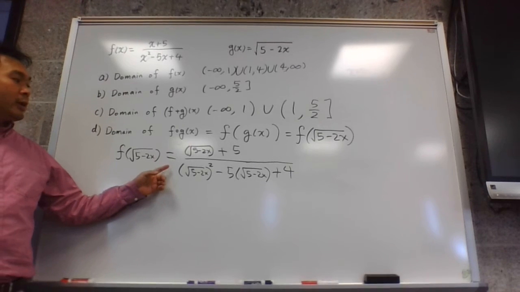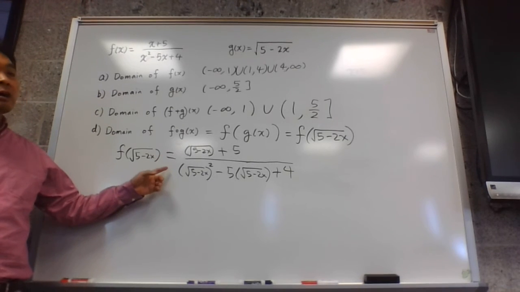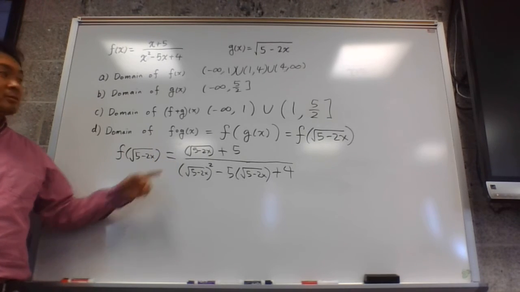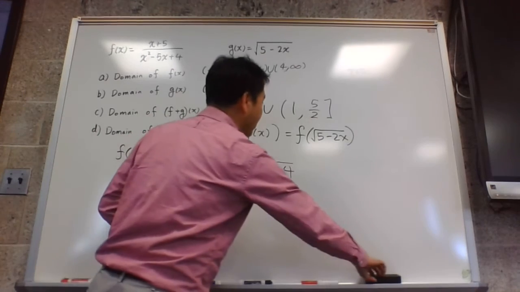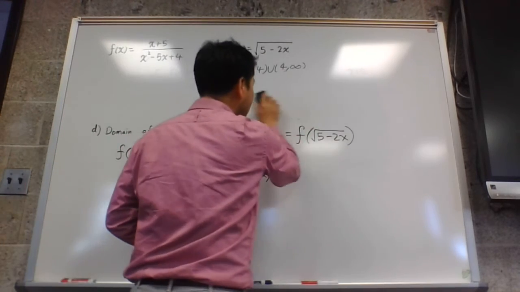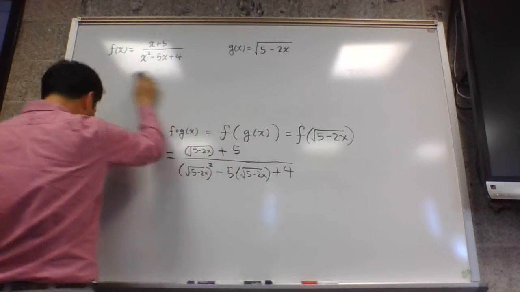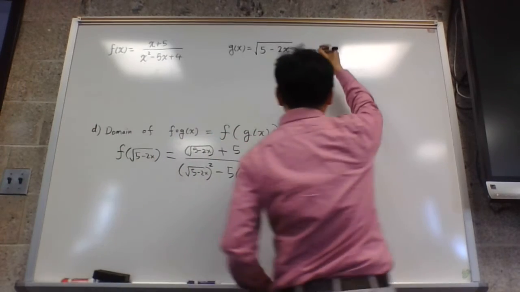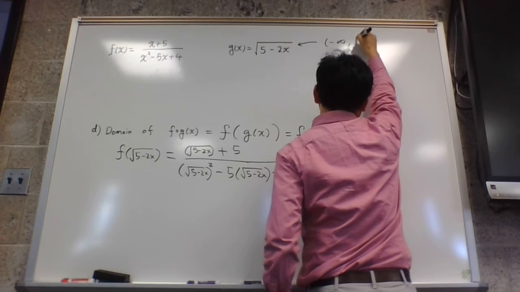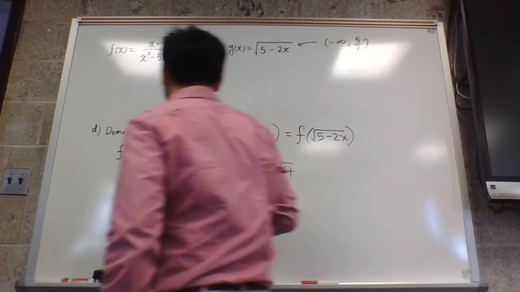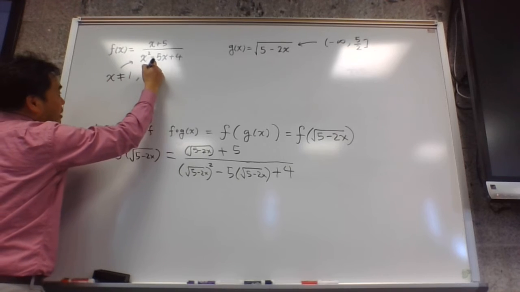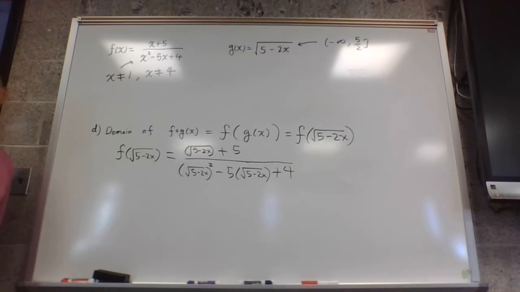Okay, and the question now is, what's allowed to be plugged into this function? And that's a lot more challenging than before, so let me just erase all the previous one and just focus on this one. I still want to write down some of the answers. Remember, this one, the requirement was it has to be less or equal to 5 over 2. And for this one, the requirement was that x cannot be 1 and x cannot be 4. Those are the requirements. Okay.